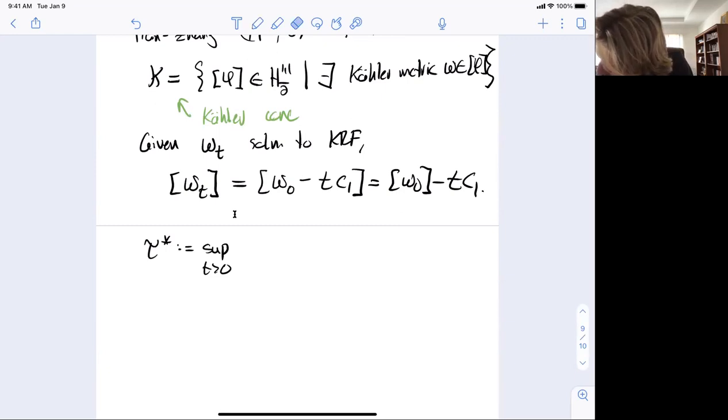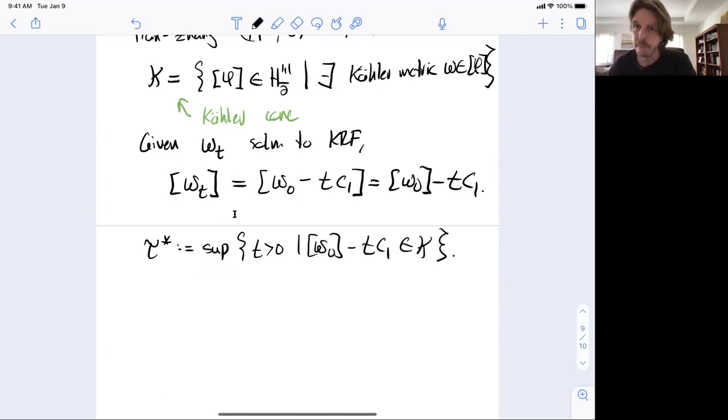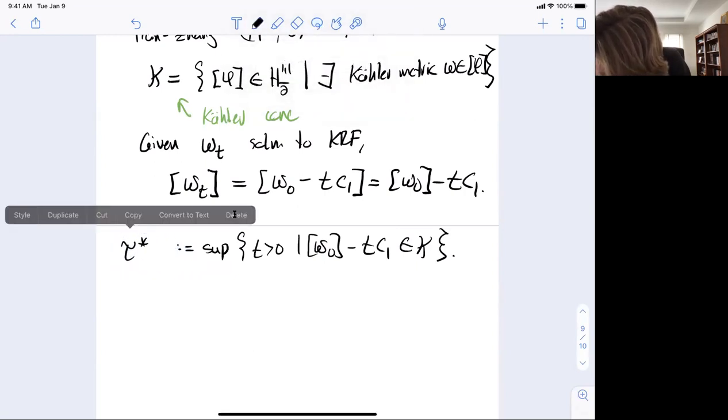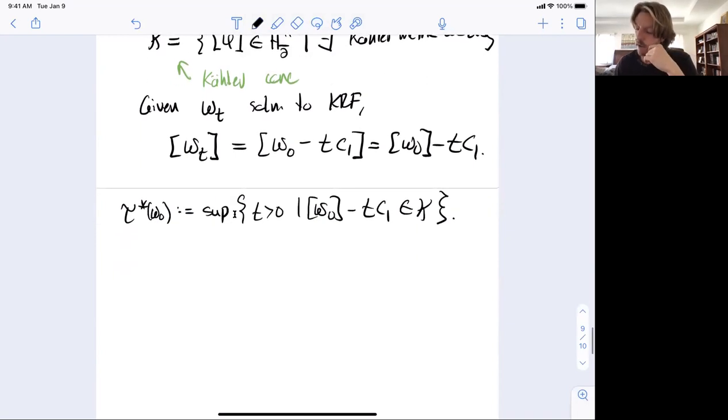Sorry, let me write it differently. Tau star is the supremum of the set of times t bigger than 0 such that omega naught minus t c1 lies in the Kähler cone. And this is depending on, this is tau star of omega naught. So you give me an initial metric, I get some time, tau star of omega naught, which is the largest possible time it can exist.